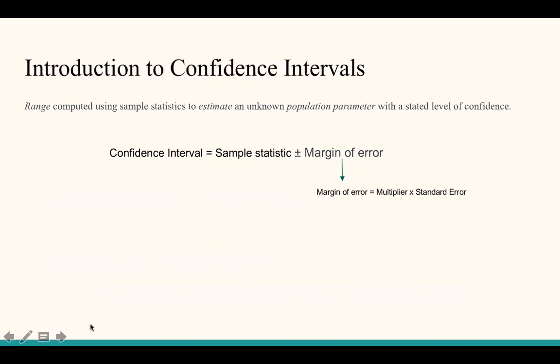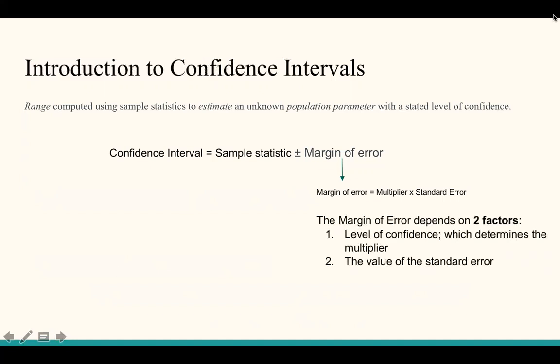So you want to make sure that you understand the difference between just margin of error and the standard error. You don't want to get that confused, because sometimes you'll see the confidence interval formula written as sample statistic plus or minus your multiplier times your standard error, or it'll be sample statistic plus or minus your margin of error, but it's still saying the same thing. You just need to know what your margin of error is.